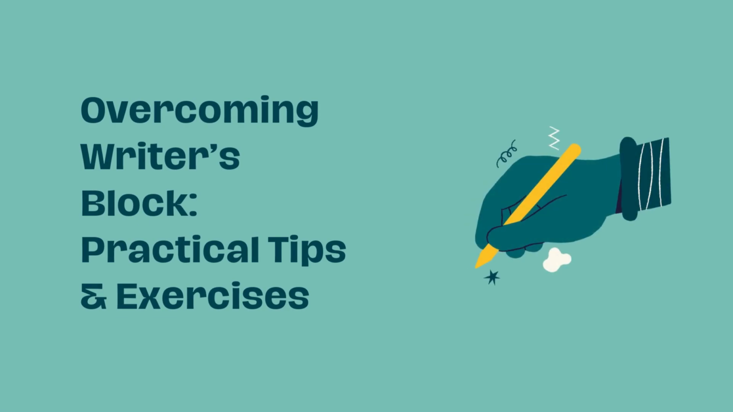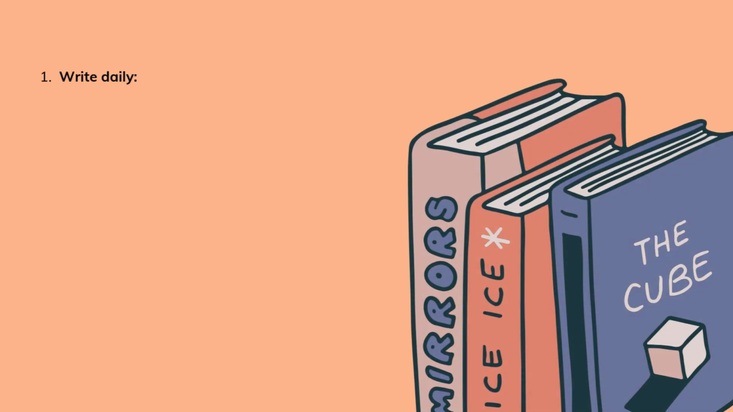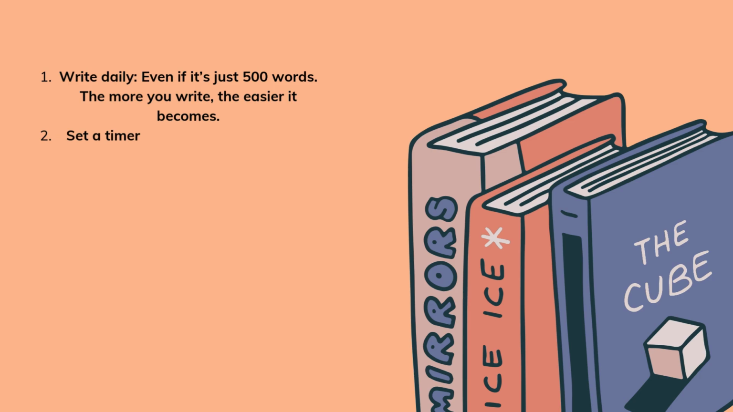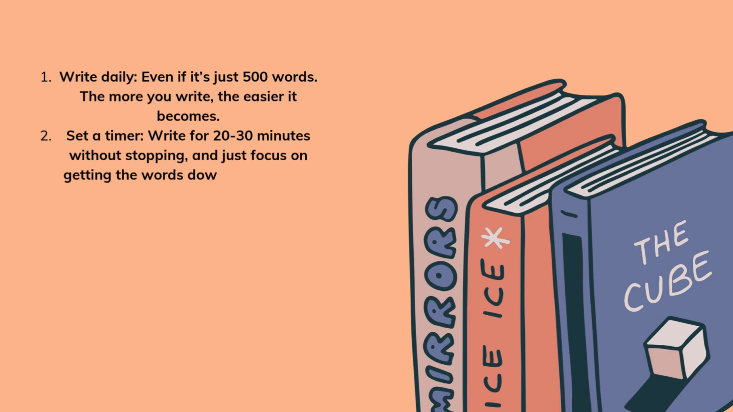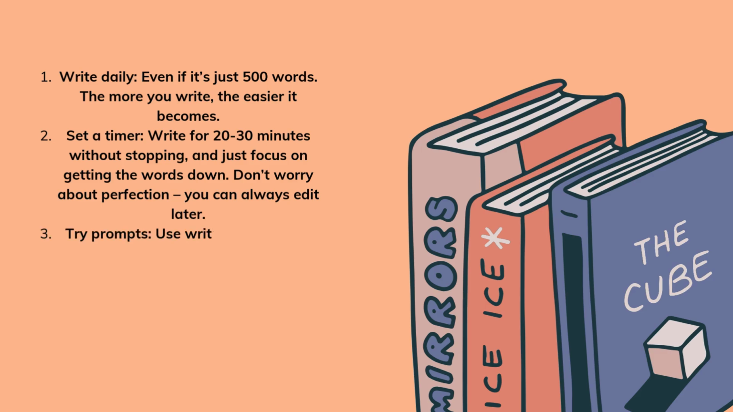Let's face it, writer's block happens to everyone, but there's no reason to let it stop you. Here are a few practical tips to help you push through. Write daily, even if it's just 500 words. The more you write, the easier it becomes. Set a timer. Write for 20-30 minutes without stopping and just focus on getting the words down. Don't worry about perfection. You can always edit later.